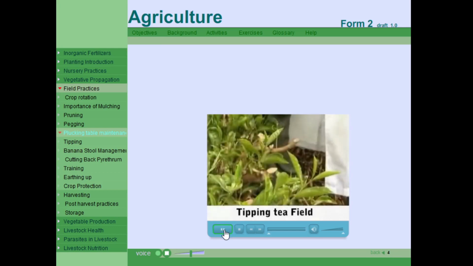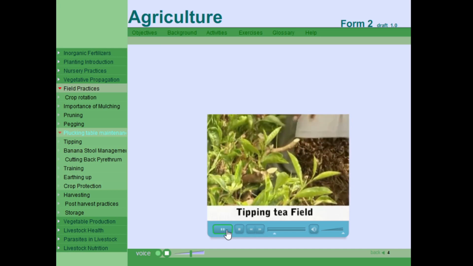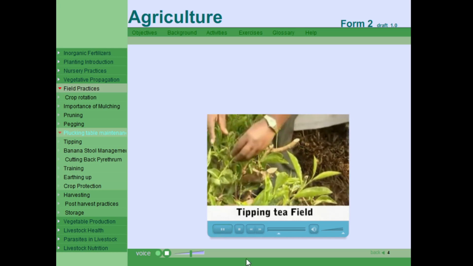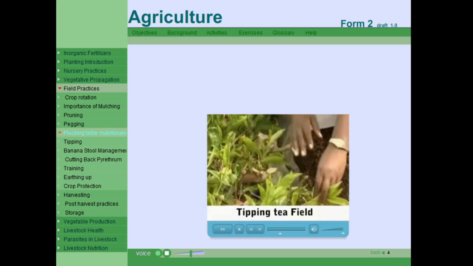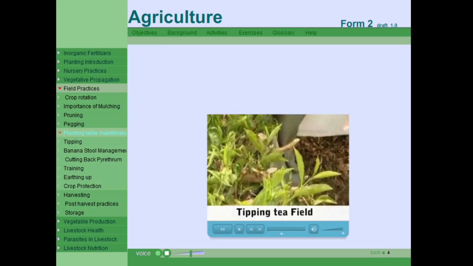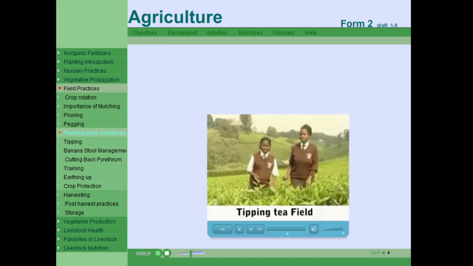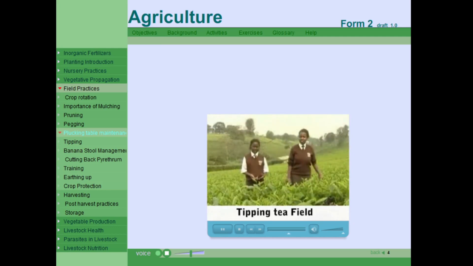This is tea that has been pruned recently, and pruning is done after every 4 years so that we can encourage fresh growth of new shoots. And as you can see, we have some new shoots that are coming up. However, as they continue growing, you need to encourage lateral growth, so that you can have many others growing on the sides to spread out the bush. There is a very important practice called tipping, as will be demonstrated. Tipping is cutting back shoots to the desired table height.